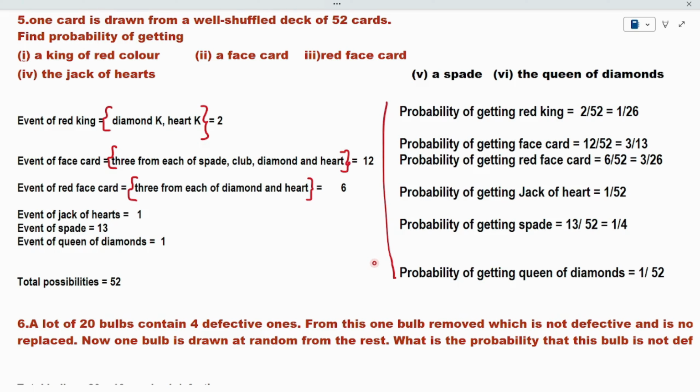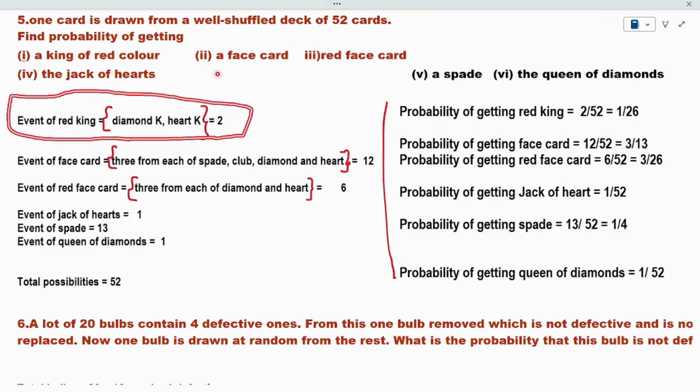So we read the problem. Now we need to find the total possibilities and the favorable outcomes, then substitute in the formula. See, we need to find the event of king of red color. How many red color cards do I have? I have a total of 26 red color cards. But in problem number 1, he is asking for a king of red color. In the 26 red cards I have 2 kings only, one heart king and one diamond king. So the event of getting a red king is equal to 2.